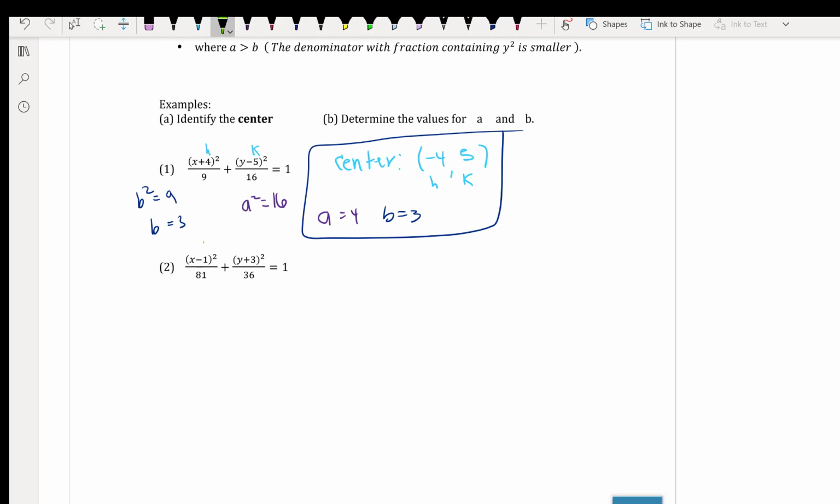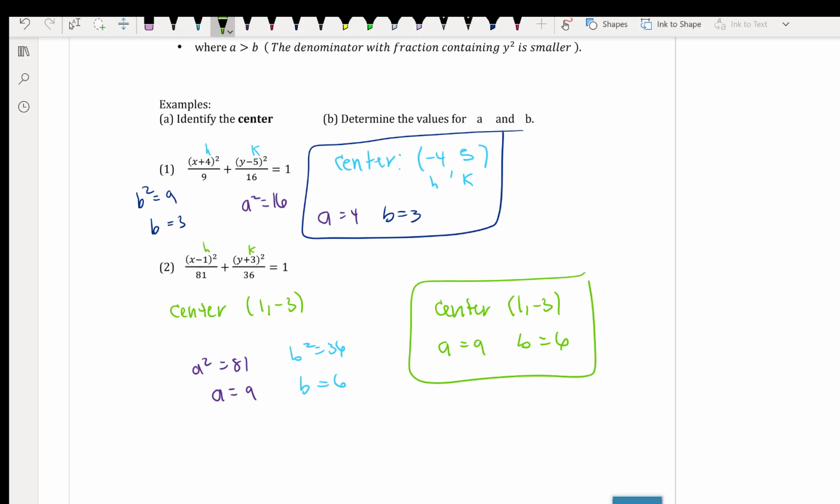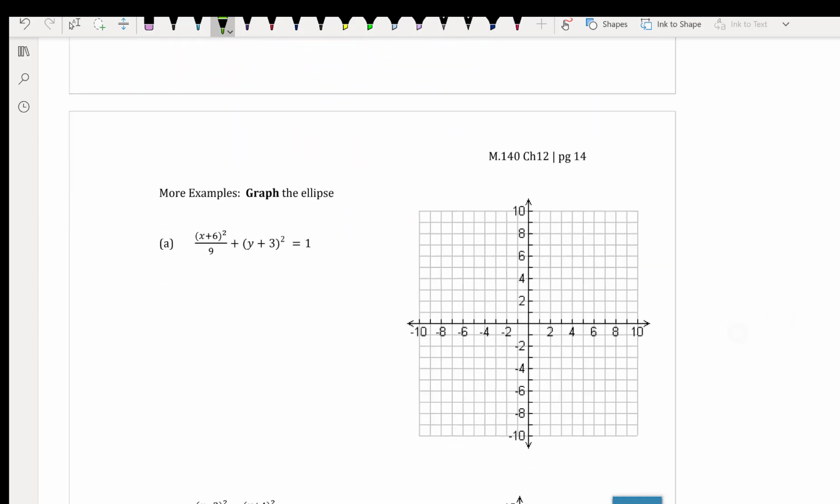And for number 2, I still have my h and my k. So it looks like my center is going to be a 1, -3. And it looks like the bigger denominator, a squared, is equal to 81. So a is equal to 9, which tells me that my b squared is equal to 36. So b is equal to 6. So I have my center at 1, -3, my a at 9, and my b at 6. Okay? Well, I hope this is helping you guys. And the next step is we are going to be graphing these ellipses.